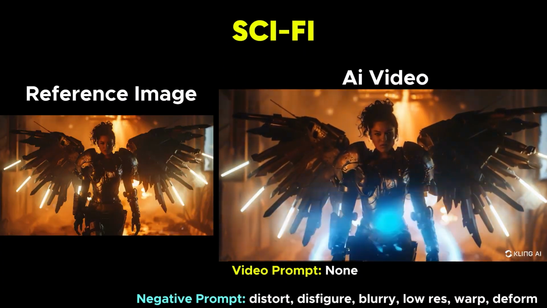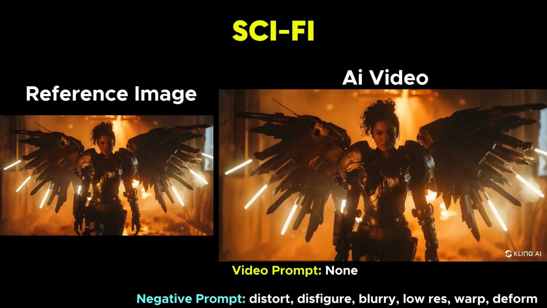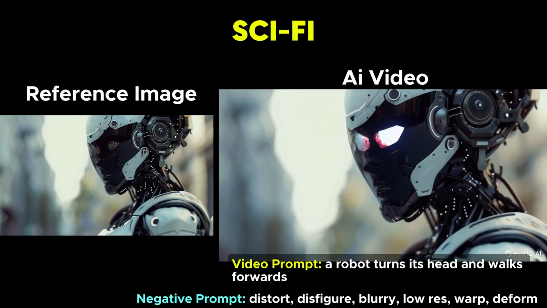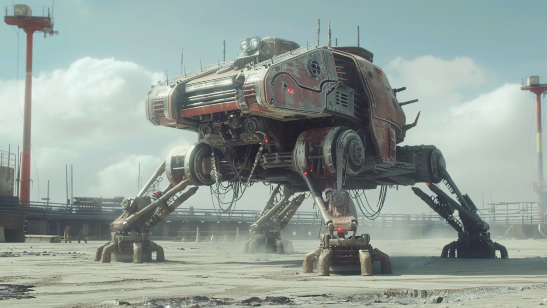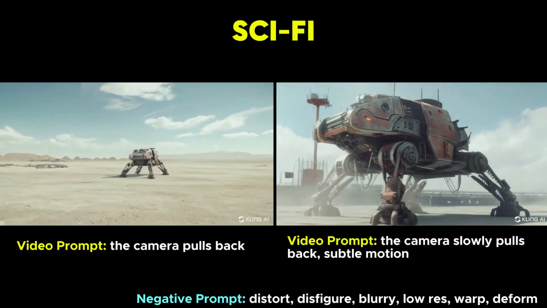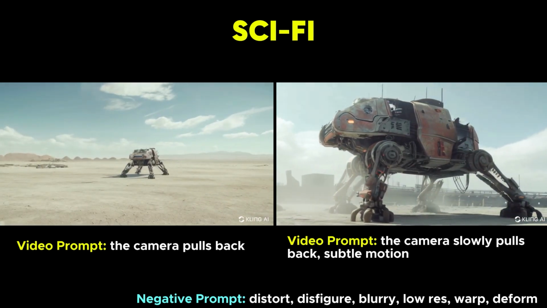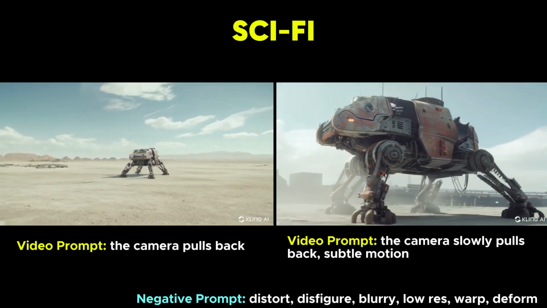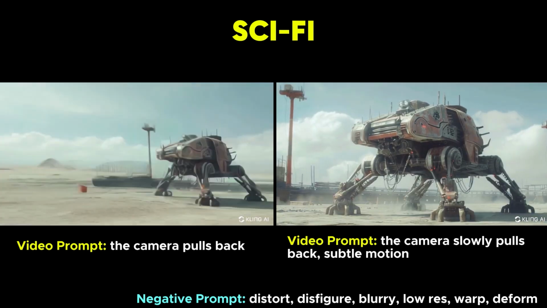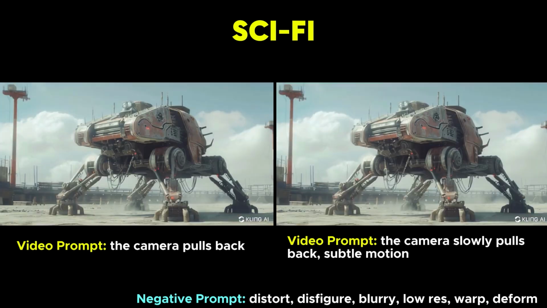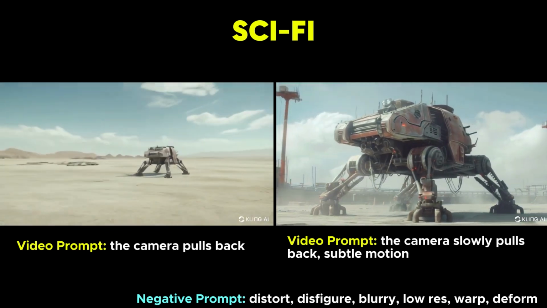Now, let's move into the sci-fi style animations. While this style brings some captivating visuals, the animations themselves had a few issues. For instance, in one shot, I wanted the camera to slowly pull back from the scene. On the left, I simply prompted the camera to pull back, but the motion ended up way too strong. The camera zooms out at a speed that's a bit overwhelming. On the right, I adjusted the prompt to ask for a slower, more subtle motion, which resulted in a much smoother effect, though it still didn't quite achieve the pull-back motion I was aiming for.